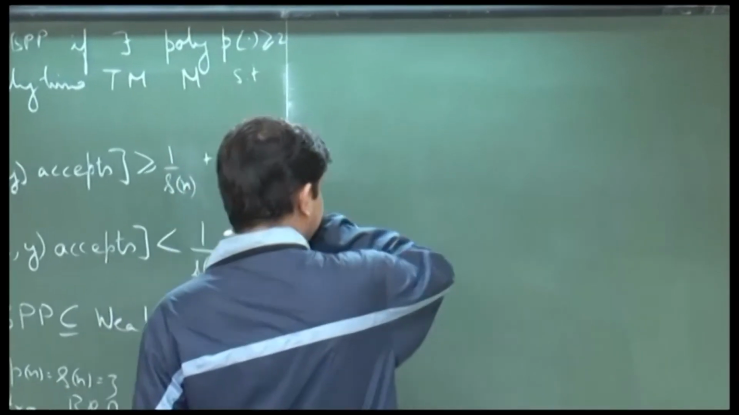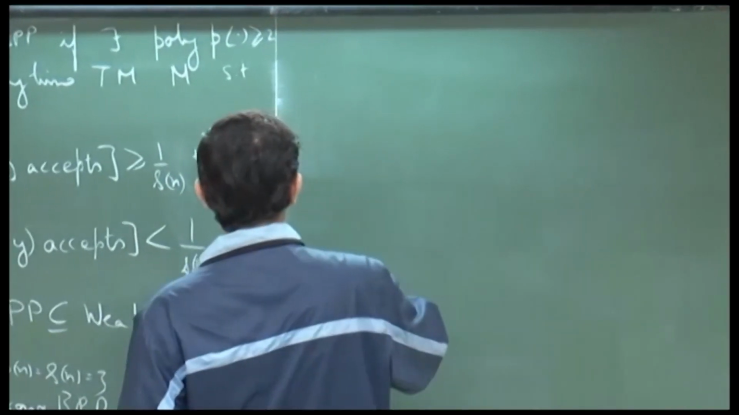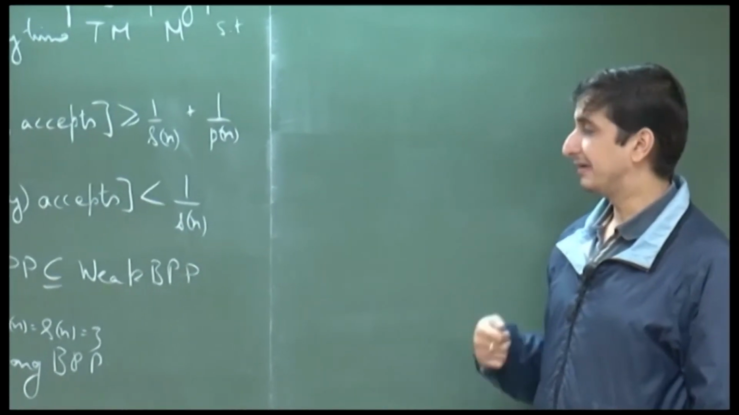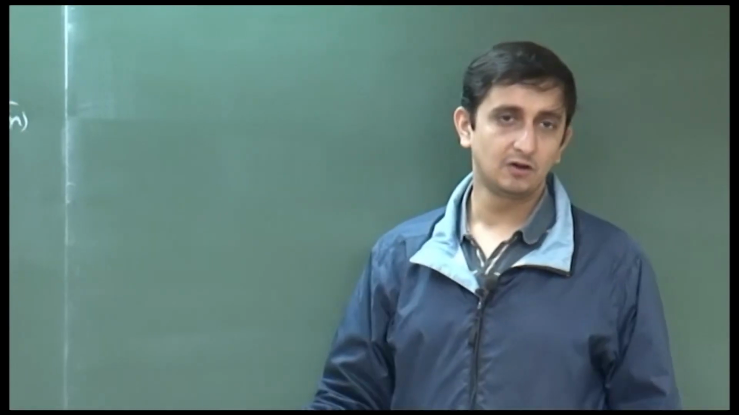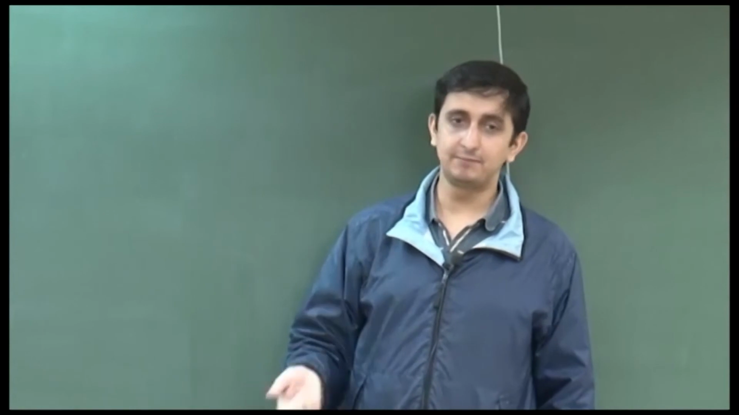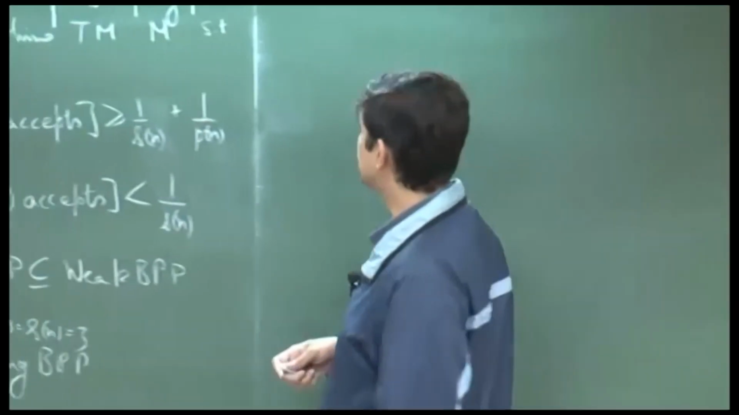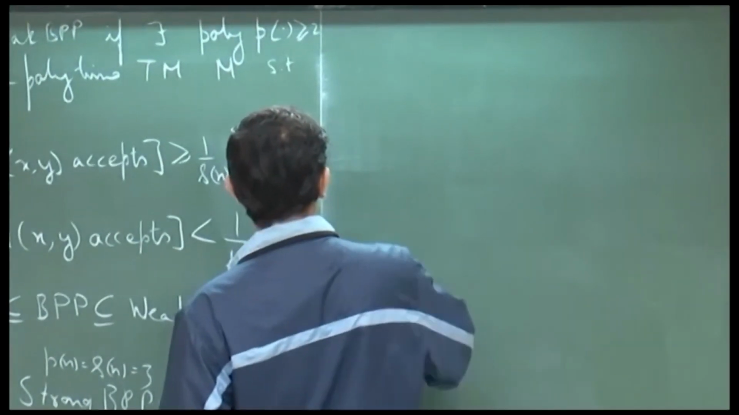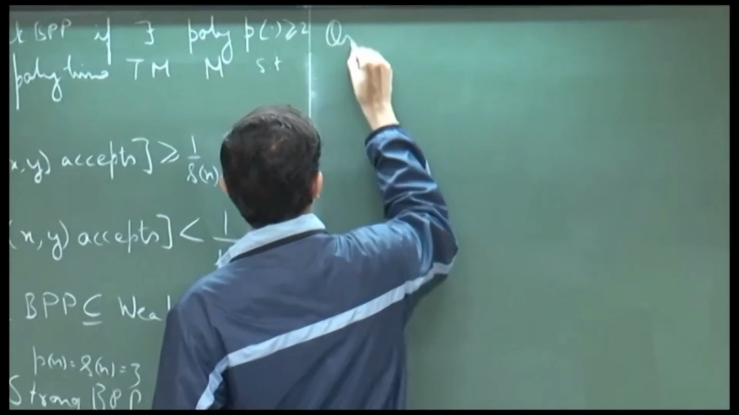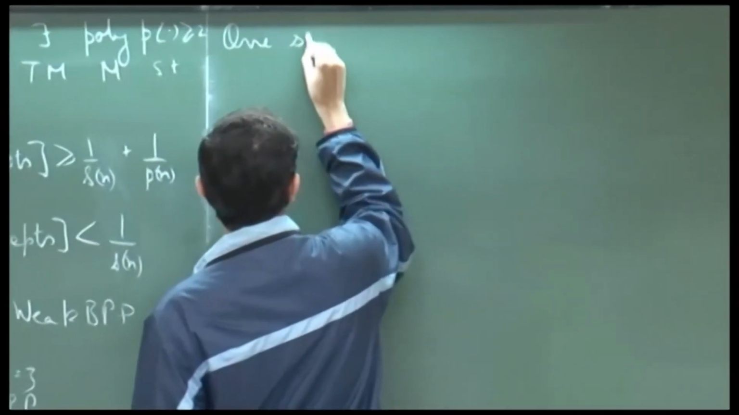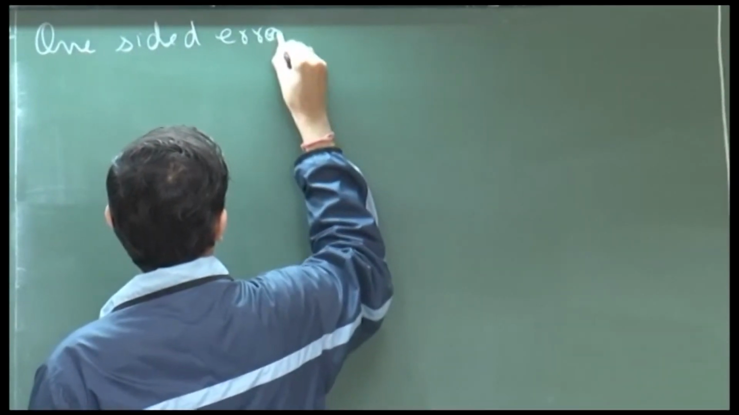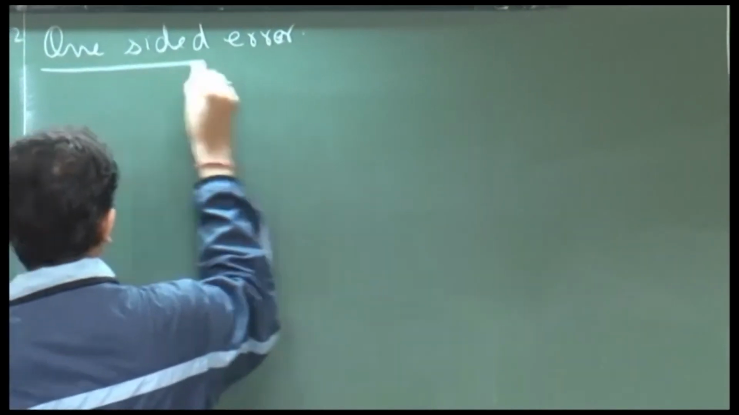So far we saw probabilistic Turing machines which had a probability of making an error on either type of input, that is, on instances which belong to L as well as on instances which do not belong to the language. But now let us look at a different type of probabilistic machines, ones that are only allowed to make error on one side.